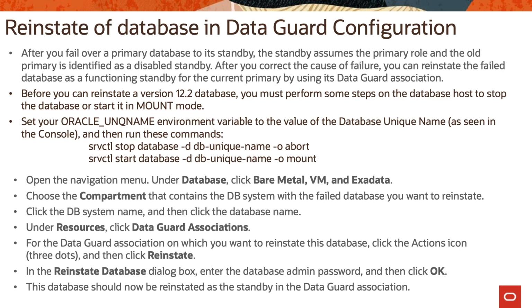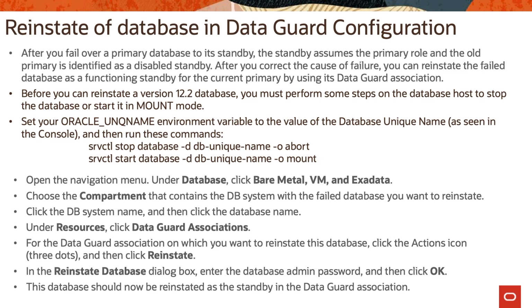Before you can reinstate a version 12.2 database, you must perform some additional steps, like you need to stop the database or start it in mount mode. For doing that, you will set your Oracle unique name environment variable to the value of the database unique name, as it will be displayed in the console, and then use srvctl commands like stop database -d db unique name -o abort, and then you would be able to mount that database on the failed DB node.